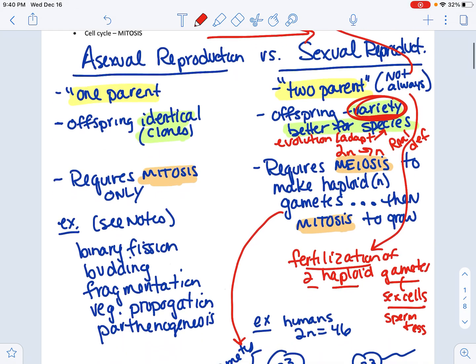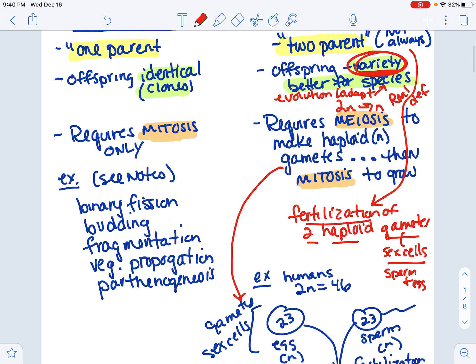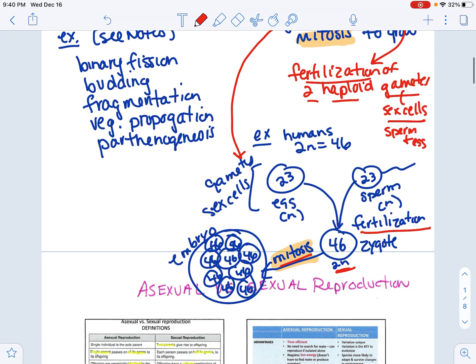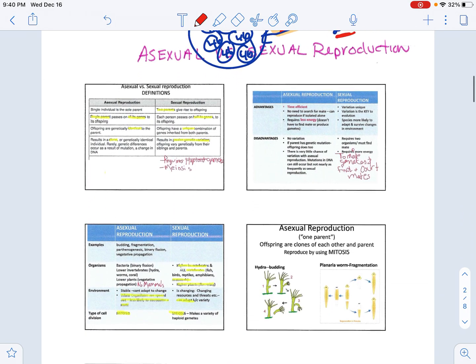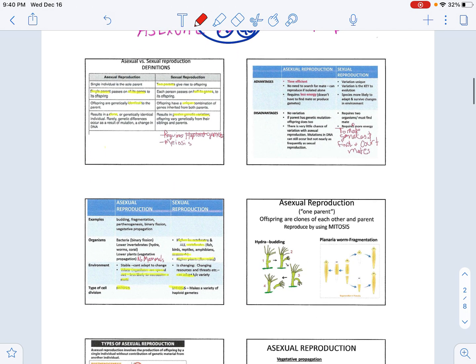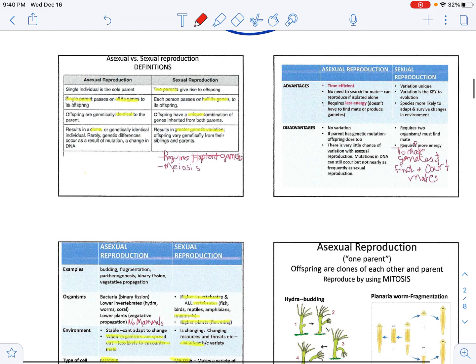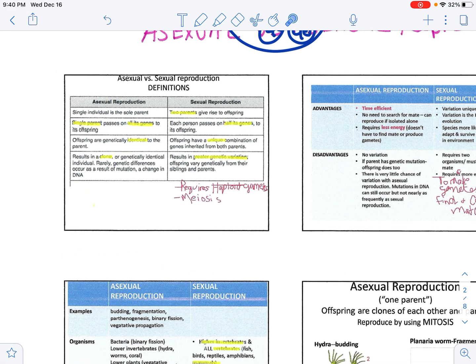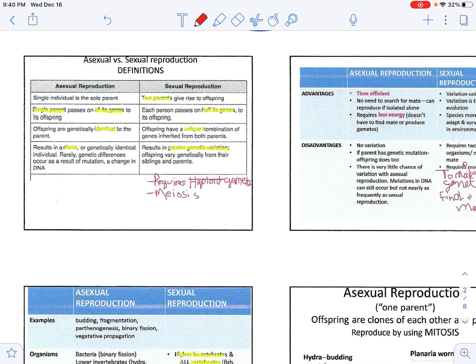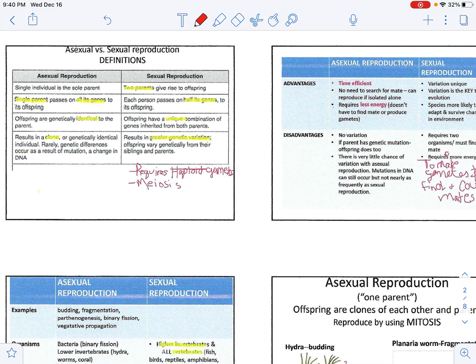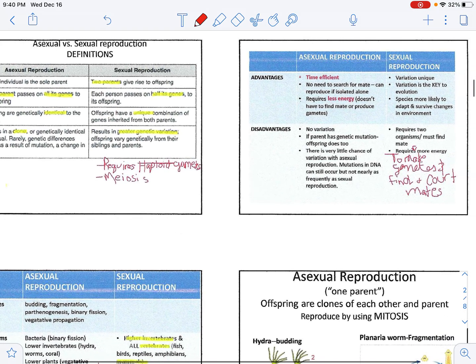So I'm going to skip down here to some of the slides that are in my PowerPoint that I posted already, and it's kind of hard to read this anyway. But I want you guys to make sure you go through these, and I'll point out a few here. Like it talks about asexual versus sexual reproduction, one parent, two parent, single parent, all that stuff about being genetically identical, genetically unique.